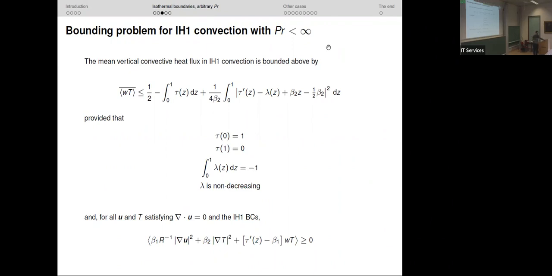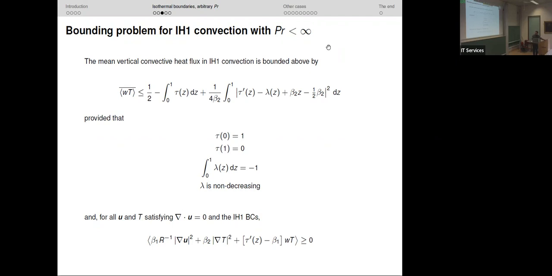So if you're familiar with the background method, this is a kind of problem that arises, and you could see what you would like to do. But the goal here is, I will repeat, choose this function tau, this Lagrange multiplier lambda, and the constants beta 2 and beta 1 that satisfy all of these constraints and make this expression as small as possible, possibly less than 1/2.